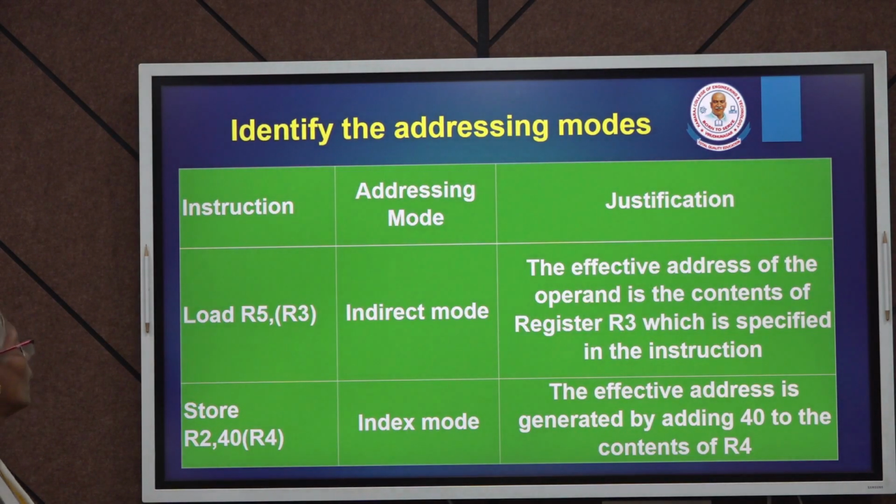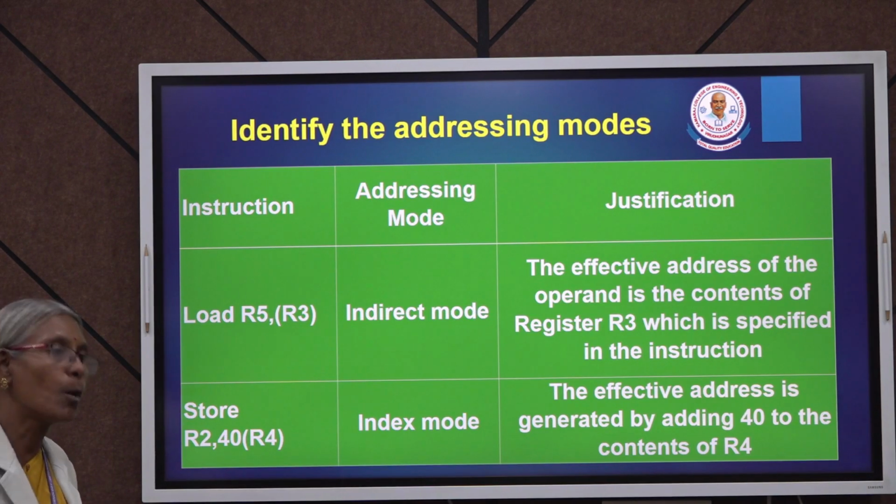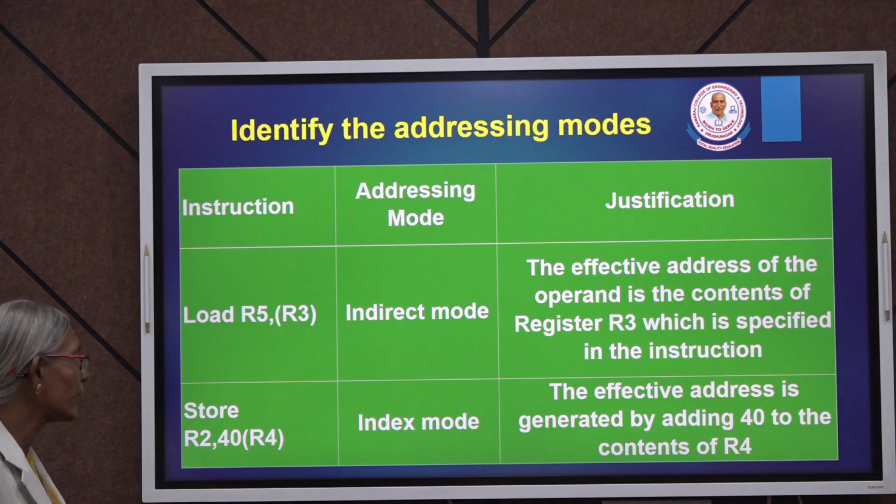Another instruction, load R5, R3. Here we can say indirect mode is used, because register R3 holds the address of the operand, and from that address I have to fetch the data. So it uses the indirect mode. Then store R2, 40, R4. Here I can say it uses index mode. The index value 40 will be added to the content of R4, so that the next item in the list will be found.